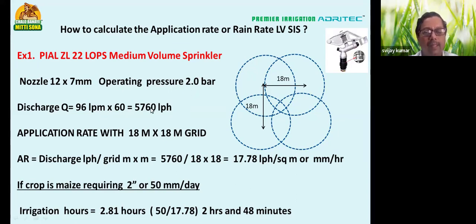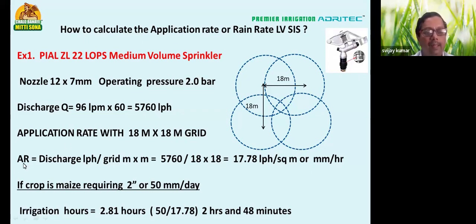So it becomes 5,760 liters per hour. Now the application rate, I want to have a grid of 18 meters by 18 meters. What is the meaning of that? In the north-south as well as in the east-west, my sprinklers will be moving in a grid fashion of 18 meter by 18 meter. So by knowing these two data, I can calculate the application rate very easily.